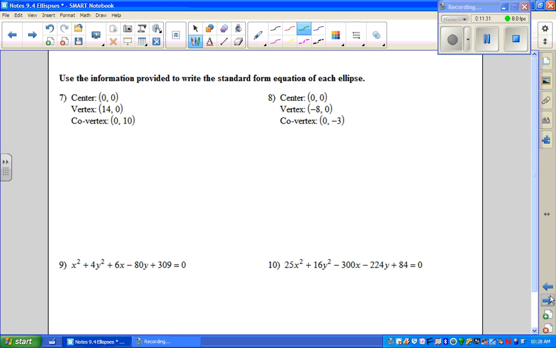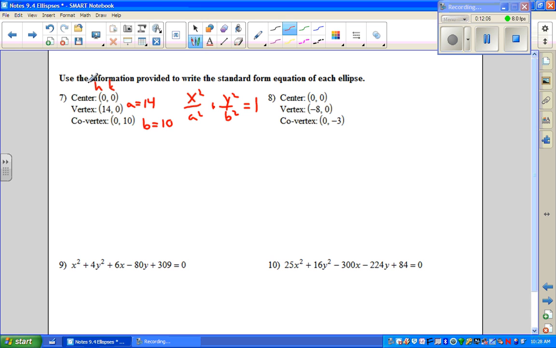Okay, let's move on. Use information provided to write in standard form. Center, all right? So the center is h, comma, k. Your vertex goes with your x here. So you know that your a is equal to 14, and you know that your co-vertex, your b, is equal to 10. Okay? Now this one, you'll notice your vertex goes with your x value, so when you write this one, you're going to have x squared over a squared plus y squared over b squared is equal to 1.